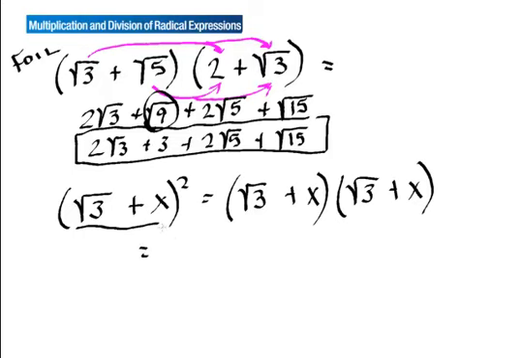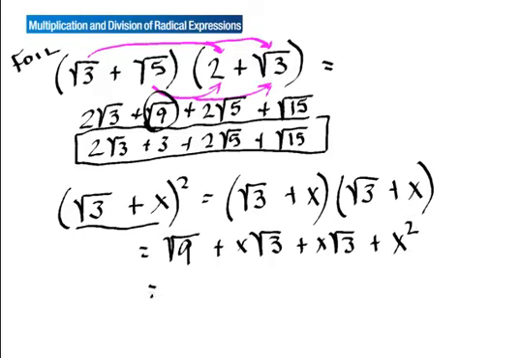Some students will mistakenly just square each term, but you have to remember that when you're multiplying, you've got to do each term times the other. So the square root of 3 times the square root of 3 is the square root of 9. They're both in the jail. The x is not inside a radical, so he's just going to stay outside and be x square roots of 3 plus, same for this next multiply here, x square roots of 3. And then plus x times x is x squared.